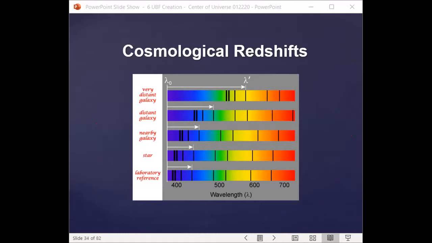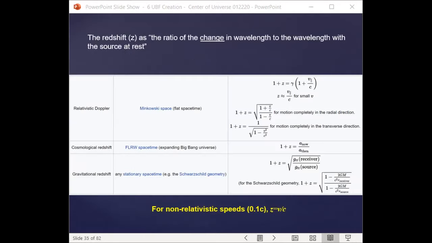Now, if the galaxies are moving away from us, these absorption lines will be shifted. On the bottom, you see this absorption line as seen in the laboratory. Now, you have the stars and nearby galaxies, you go up from the bottom. Then you have a distant galaxy, a very distant galaxy. You see these lines shifted toward red. We call this redshift. In this way, scientists can say that these galaxies are moving away from us, okay?